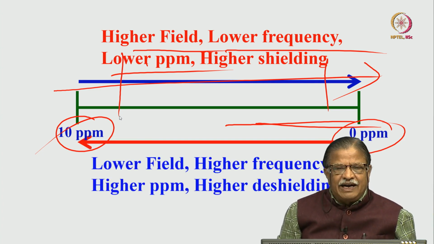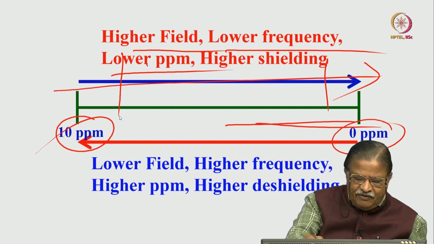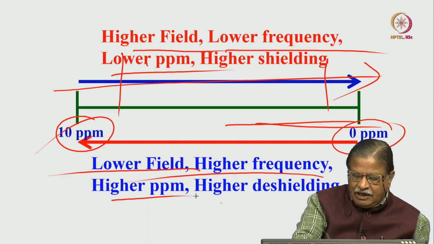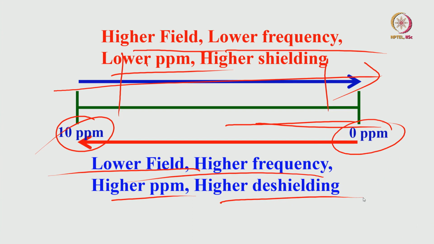What happens if you come from right to left? Everything is reversed. If you come from right to left, we have a lower field, higher frequency, higher ppm and higher deshielding. These are the terminologies which are used in the books. Please do not get confused. Always remember, a peak coming to the rightmost side in the proton spectrum is highly shielded, okay, with lower ppm, higher field and lower frequency. Converse, if you have a peak on the leftmost side.